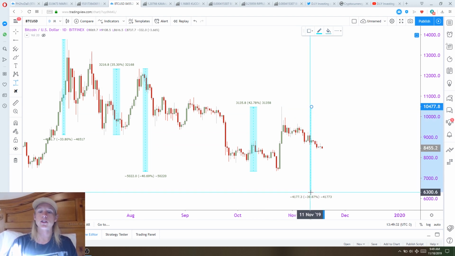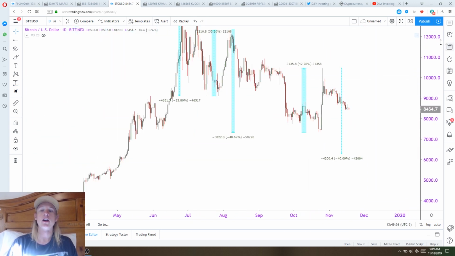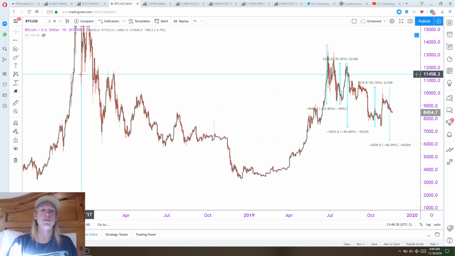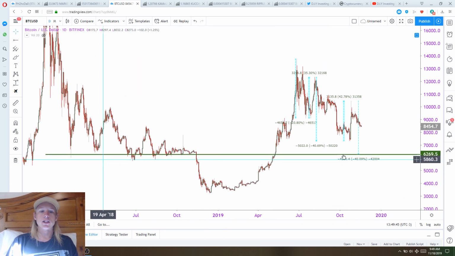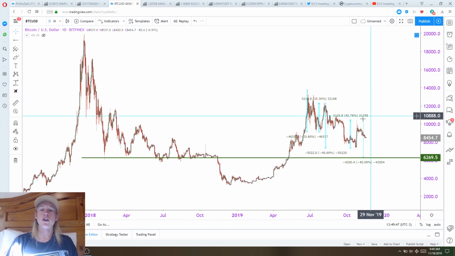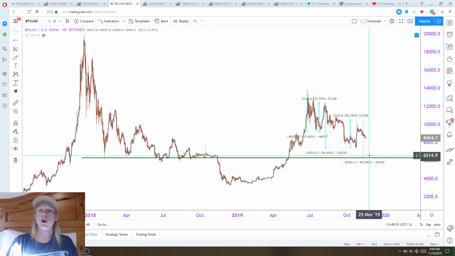Now, this is where it gets really cool, because a 40% decline in price takes us to about 62.50, right around there. Now, 62.50, and let's draw up a little trend line tool. 62.50 is about right here. So we can see that if we do see another 40% drop and this cycle continues to play out like it has thus far, we're going to drop all the way back down to this 6K support floor.